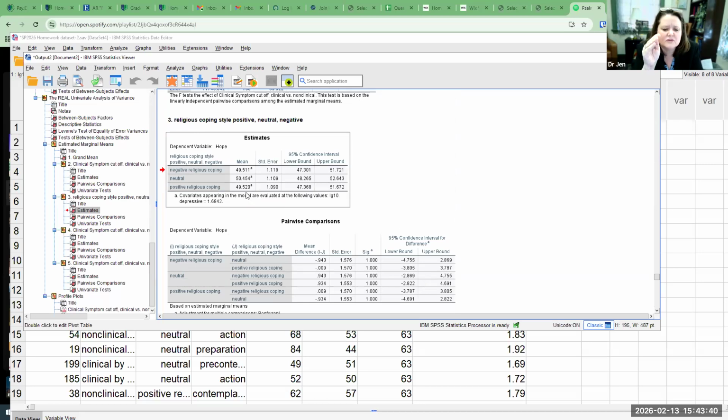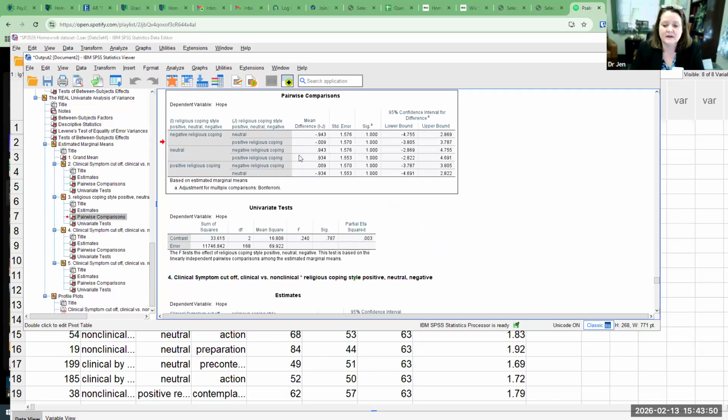So you can see neutral is highest in hope, and positive and negative are almost the exact same score. They're very close. Because we have 3 groups, we would have had to do the pairwise comparison here, all right? Now, again, it wasn't significant, and I don't know why SPSS does this. It's not possible for Sig to be 1.0000, but it does that. So basically it's not significant.